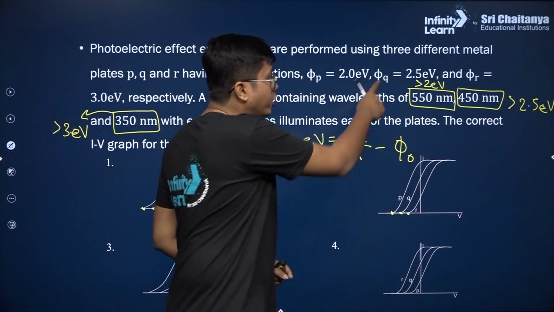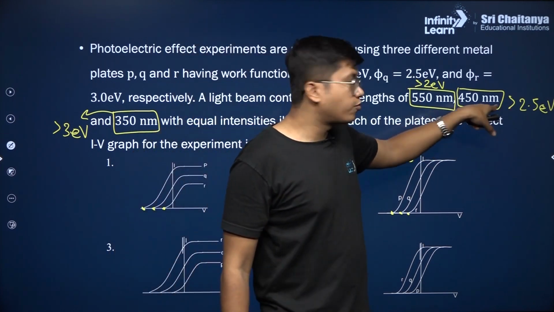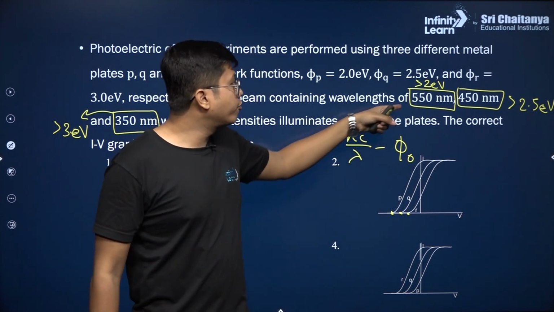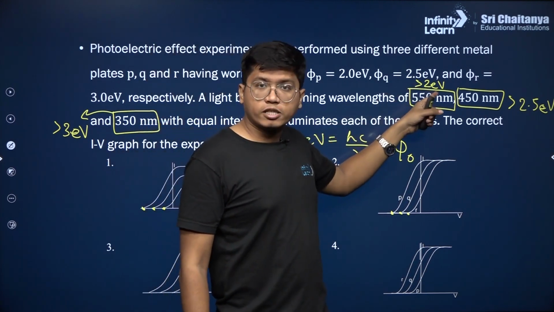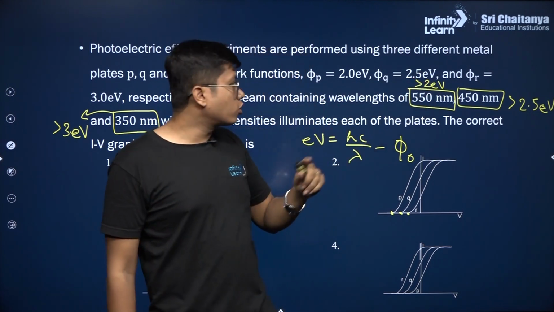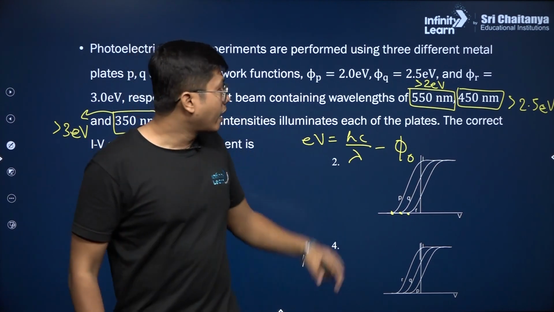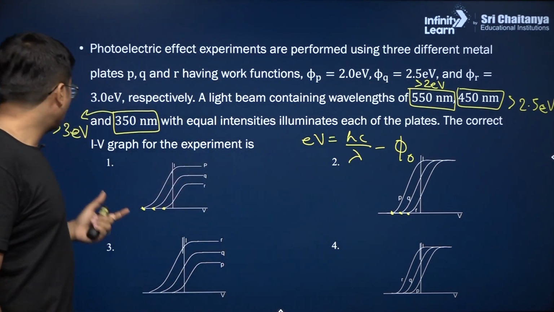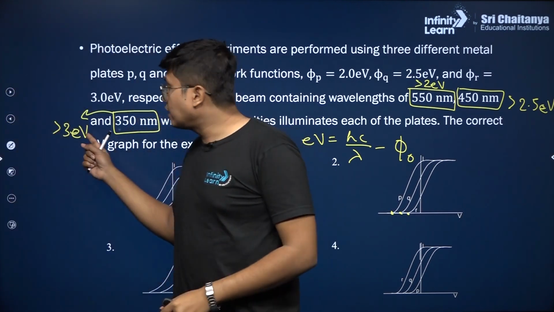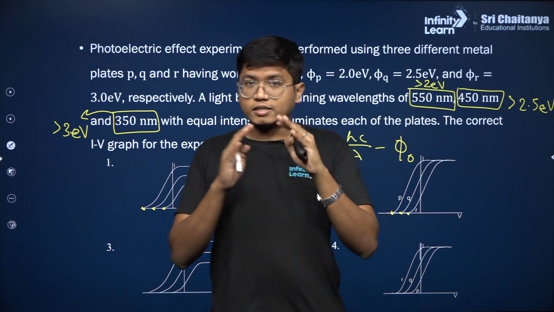But if you look at Q, it has 2.5 electron volts, which means it can absorb this 450 nanometer and the 350 nanometer. But it cannot absorb 550 nanometer because its energy is less than the work function of Q. Again, going by 5 photons per light, it would absorb 5 plus 5, only 10. And for the last one, phi R, it will only be able to absorb this 350 nanometer because its energy is greater than the work function of R. So you see it's the different colors.